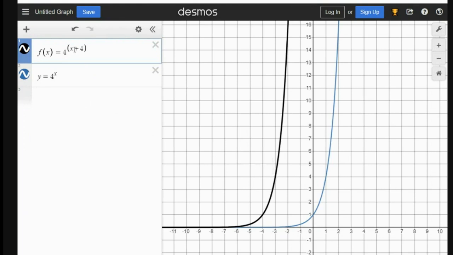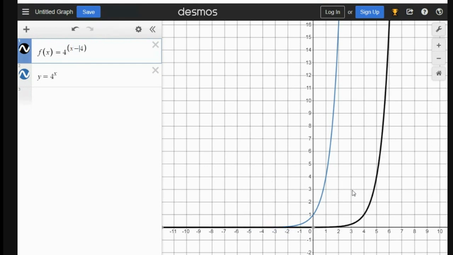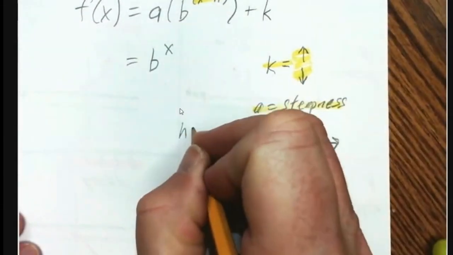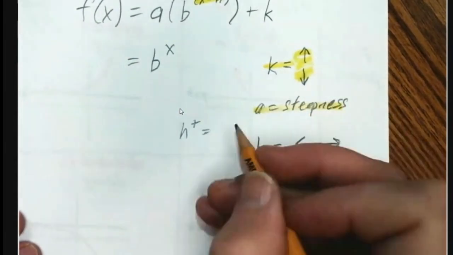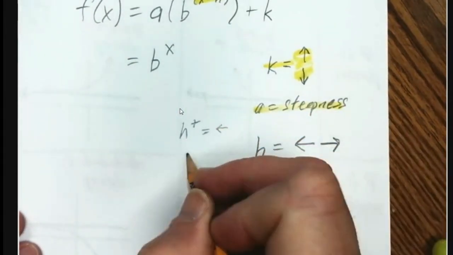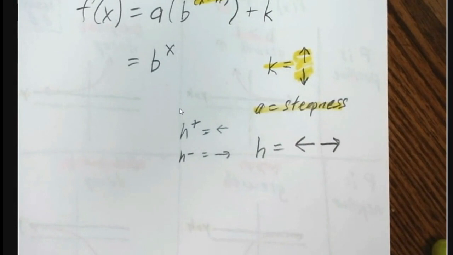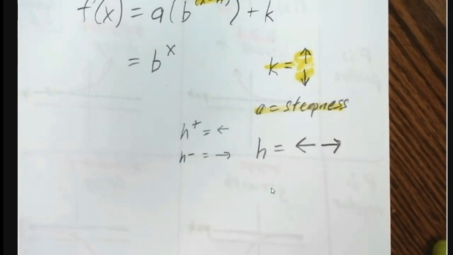Just move left. If this is -4, it moves right. See, instead of 0, 1, now it's at 4, 1. There it is, 4, 1. So x minus h is going to move things left and right. And remember, it's just the opposite. If h is positive, then it's going to move left. If h is negative, it moves right. So that's how that affects translations of the graph.